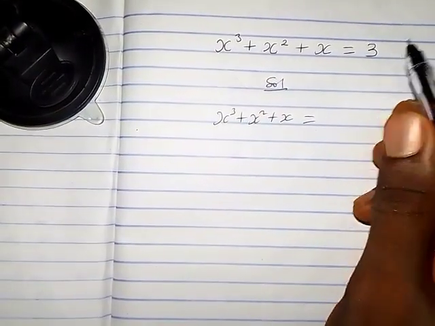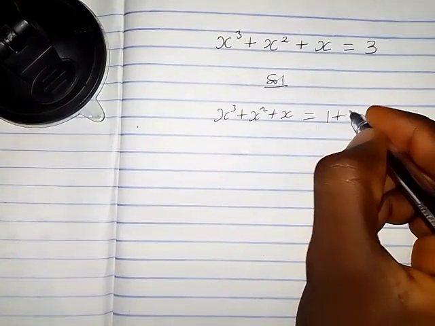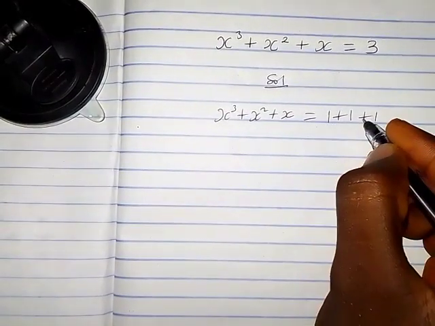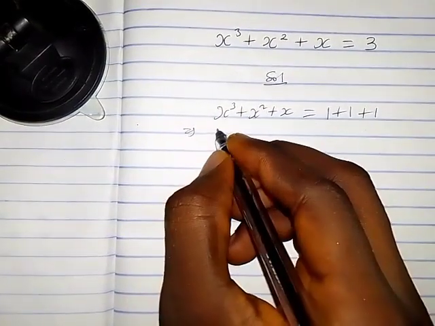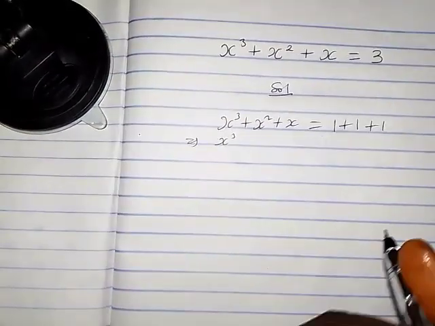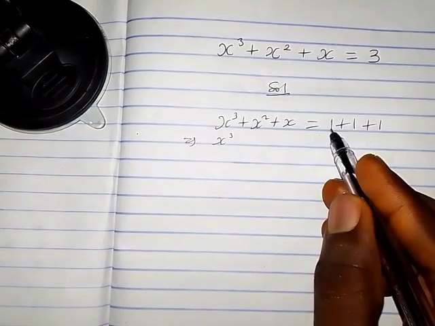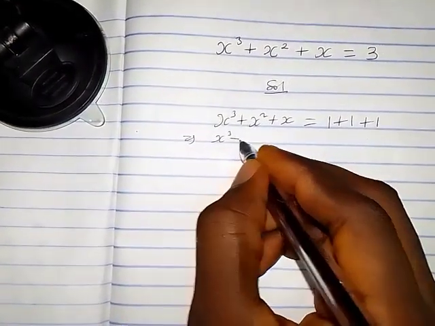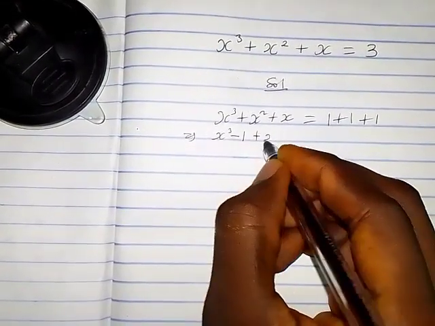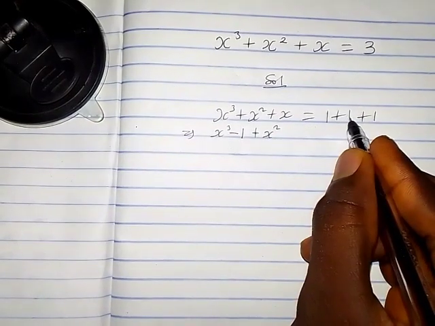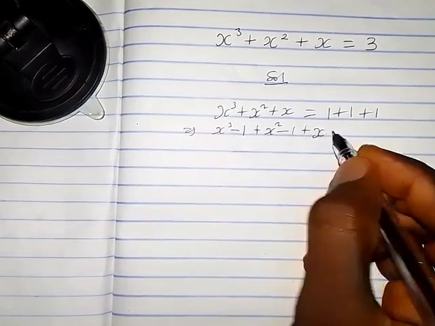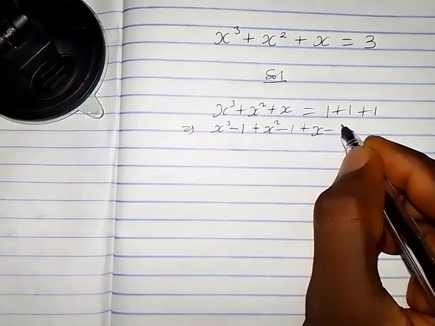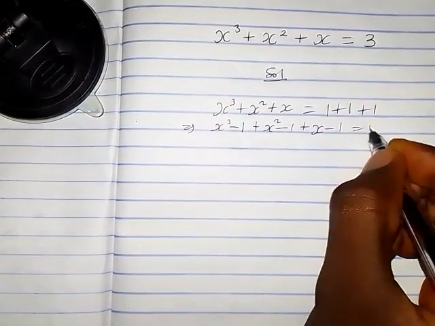But don't forget that 3 can be written as 1 plus 1 plus 1. When we add these together, we're going to obtain 3. So this implies x raised to the power 3, minus 1 when it comes to the left side, becomes negative. Plus x squared, let's pick the second one, minus 1, plus x, the third one, plus x minus 1 equals 0.